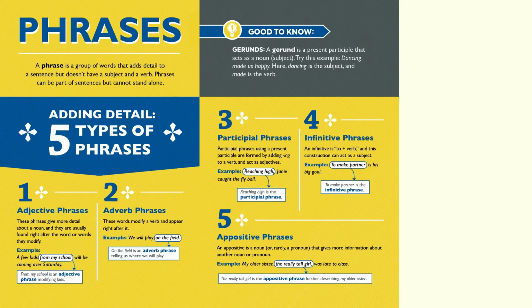Phrases. A phrase is a group of words that adds detail to a sentence but doesn't have a subject and a verb. Phrases can be part of sentences but cannot stand alone. Adding detail. We have 5 types of phrases.